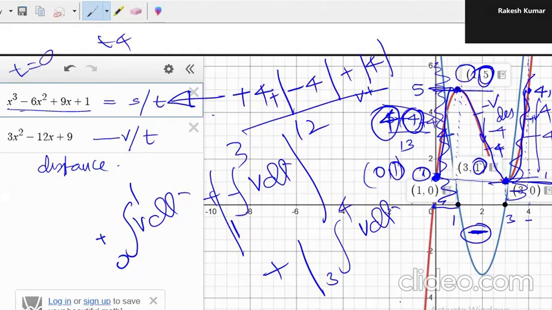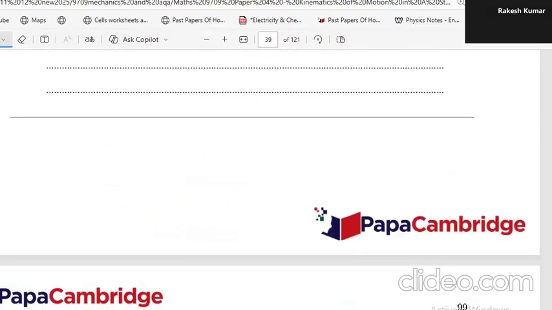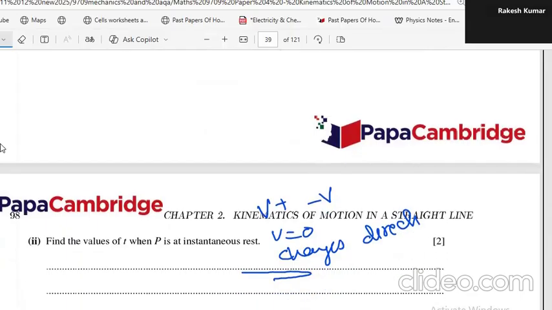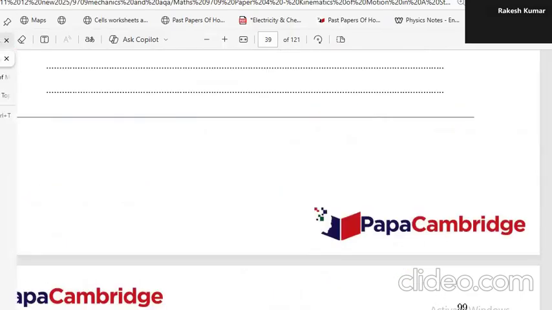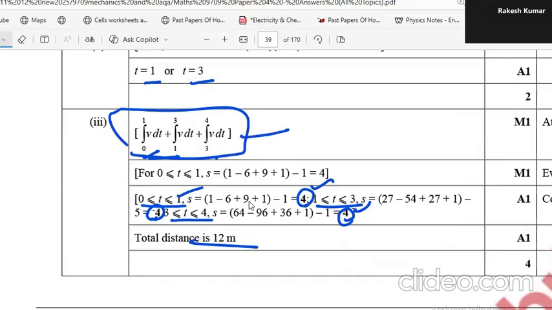So this is what he's doing. He's finding the solution. He's doing this 0 to 1, 1 to 3, v dt. He's saying from 0 to 1 it is 4, then 1 to 3 it is minus 4, but you take positive 4, and then from 3 to 4 it is another 4. So these three fours you add, you get 12. Or you do definite integration and get 12.